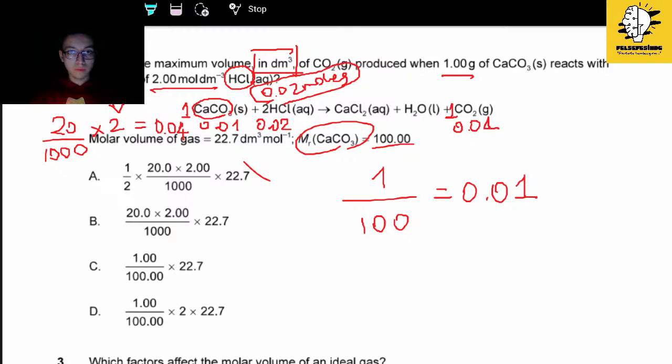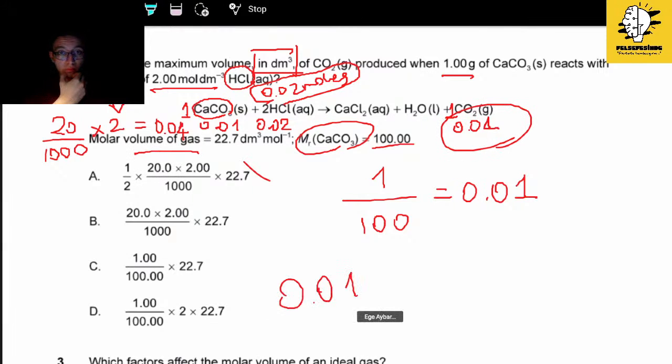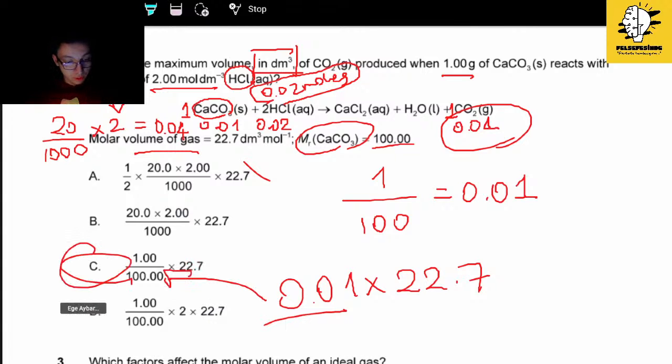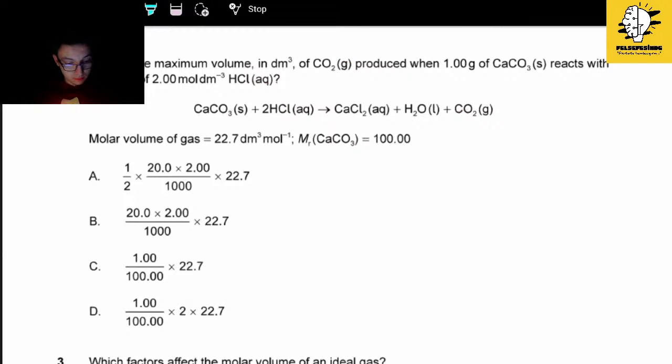It's asking for a molar volume of gas. So we will just multiply this by 22.7. And this one is equal to this one, so we find it is C. I try to go step by step.